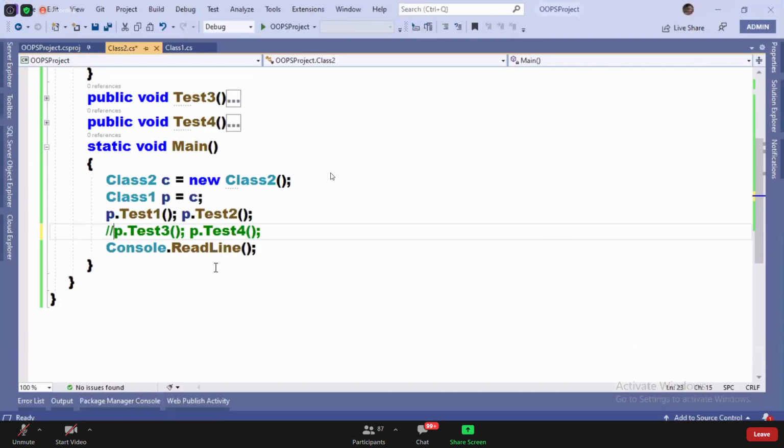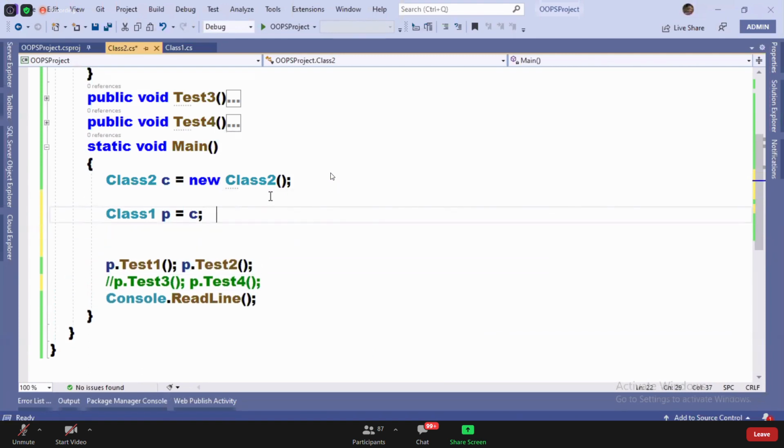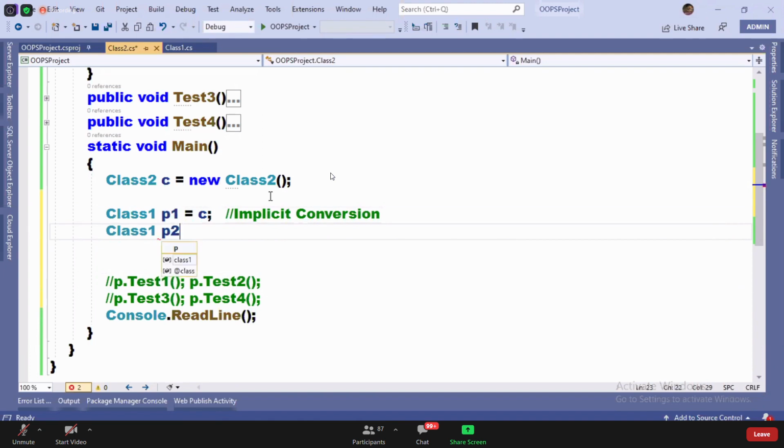First, understand what is implicit and explicit. This is basically called implicit conversion, guys. Class 1 P1 is equal to, say, class 1 P2 is equal to class 1 of C. This is called explicit conversion.